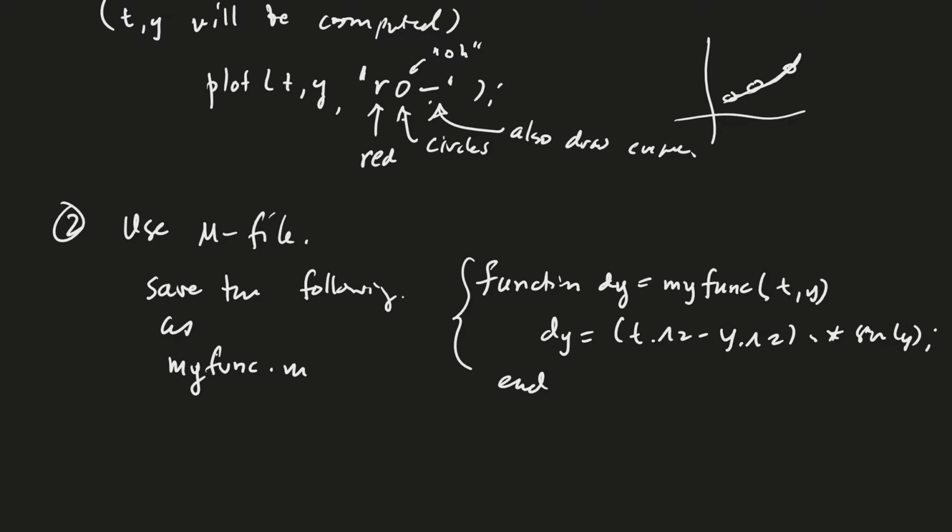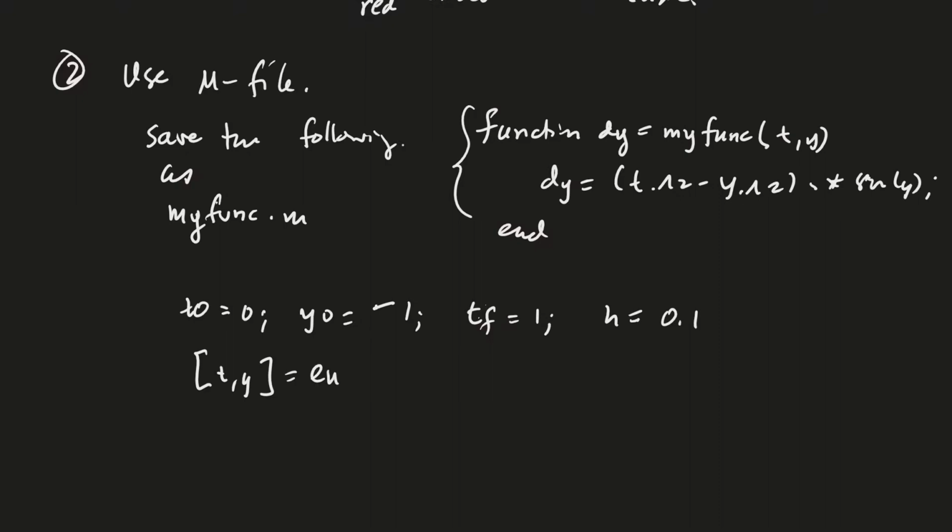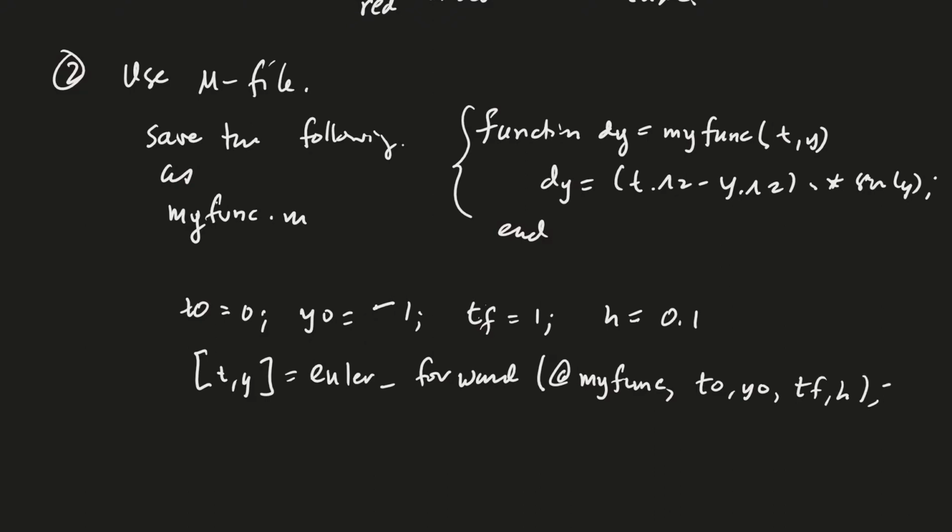Okay, and then when you're in MATLAB, you would type in t0 equals 0, y0 equals -1, tf equals 1, h equals 0.1. Those are all the parameters we had before. And then when we call Euler forward, do you know what we're going to do? It's something that you may not expect, and that is we're going to put an @ sign here, at myfunc, and so that's called the function handle there, and then we'll have our t0, y0, tf, and h. Good. And so that'll produce the function.